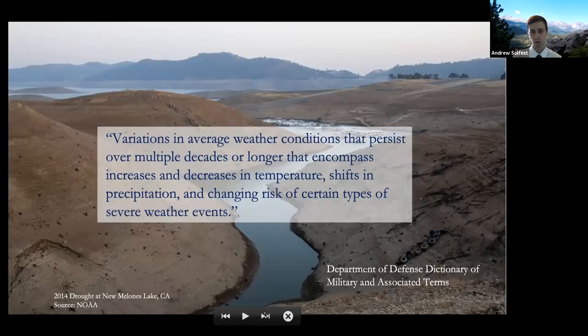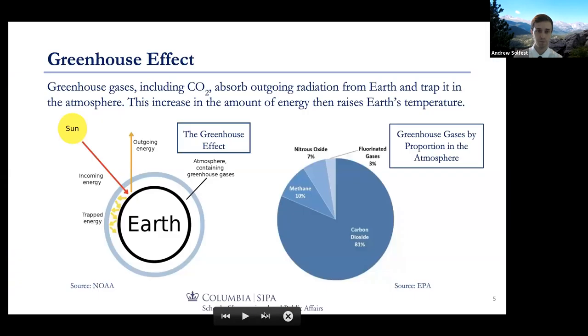Climate change is defined by the Department of Defense as variations in average weather conditions that persist over time, encompassing changes in temperature, precipitation, and risk and intensity of severe weather events. Climate change is caused largely by the greenhouse effect, which is necessary for life on Earth, but can cause issues through climate change and warming global temperatures. The greenhouse gas effect is in which energy and solar radiation from the sun is trapped by the Earth's atmosphere in gases such as carbon dioxide in order to maintain the warmth of the planet.